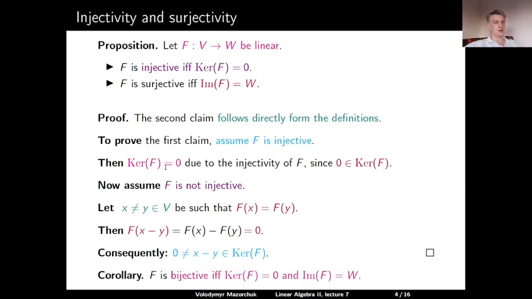As an immediate corollary of this proposition, the map f is bijective if and only if its kernel is 0 and its image is the whole target space. This is because f is bijective if and only if it is both injective and surjective.